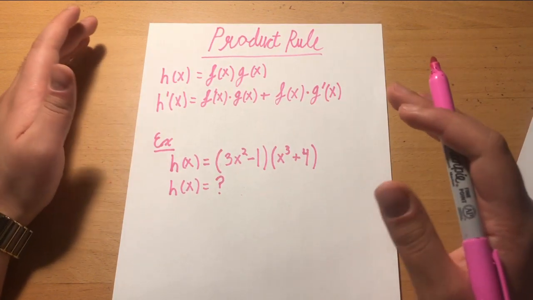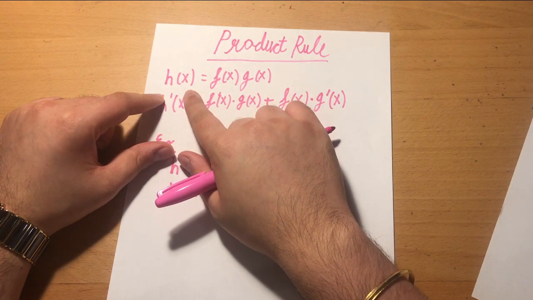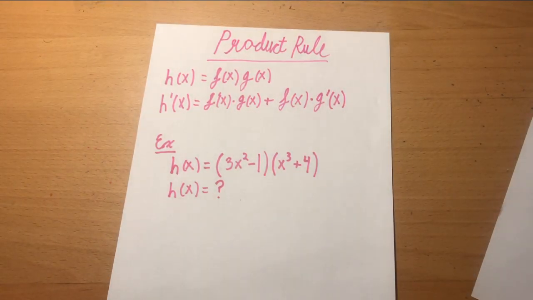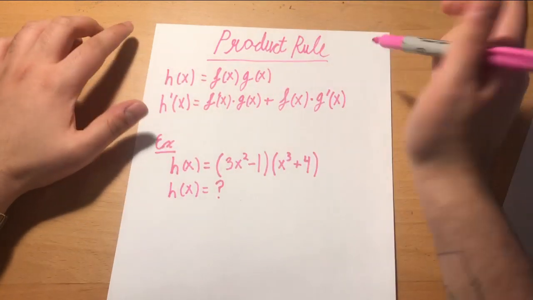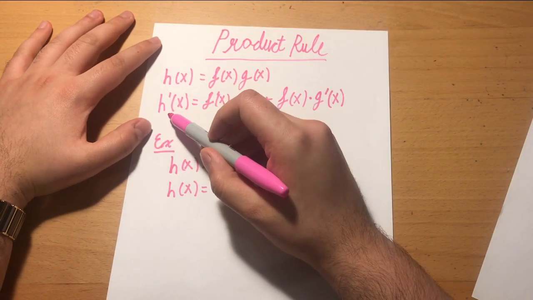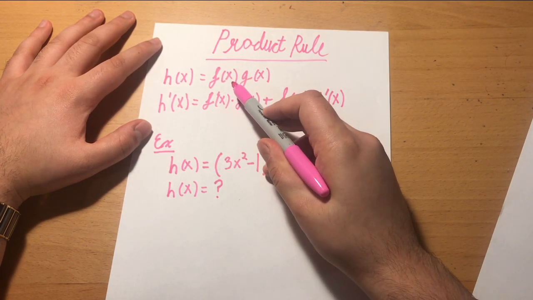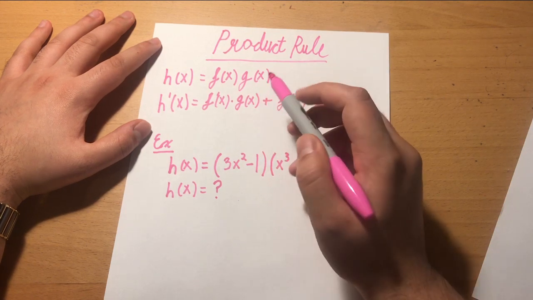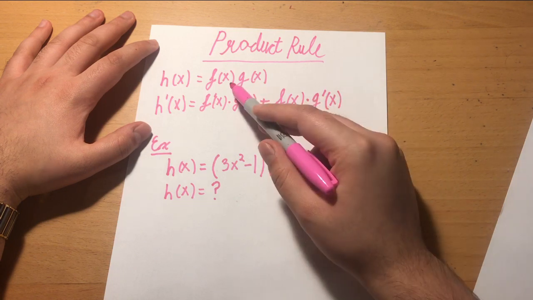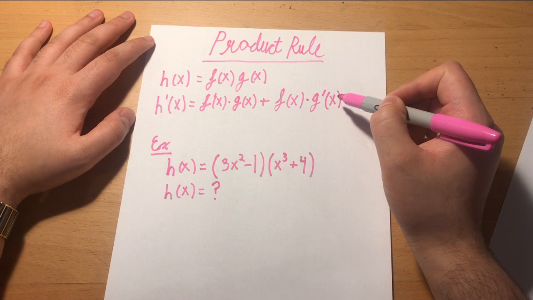All right? So here is what product rule states. Say you have some function, h of x, and you can write it as one function multiplied by some second function, f of x times g of x. The product rule says if you want to take the derivative of h of x, that's going to equal the derivative of your first function multiplied by the original second function, added to the original first function multiplied by the derivative of the second function.